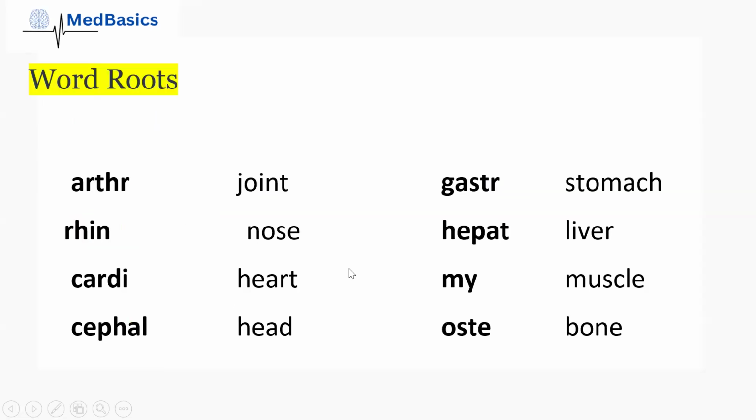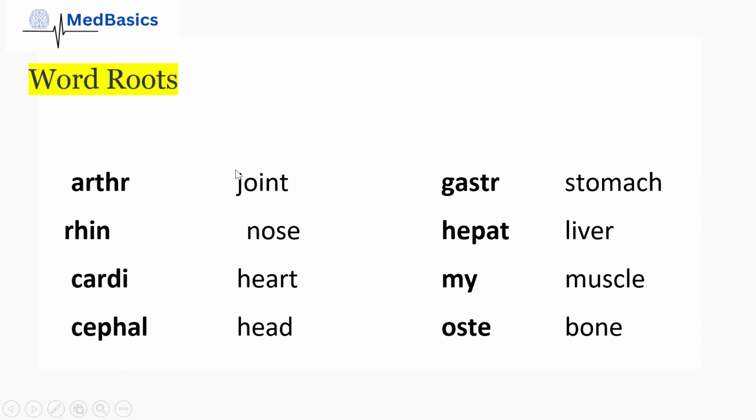Come on, let's have a look. Here we have some examples. These are the common names, and these are the medical terms. If you see joint, we know joint is a part of your skeletal system, and this is a common name. The medical term is arth. Similarly for nose, it's rhino.